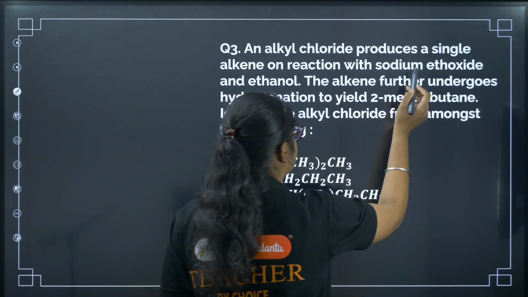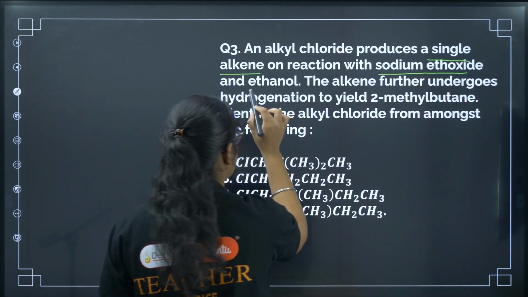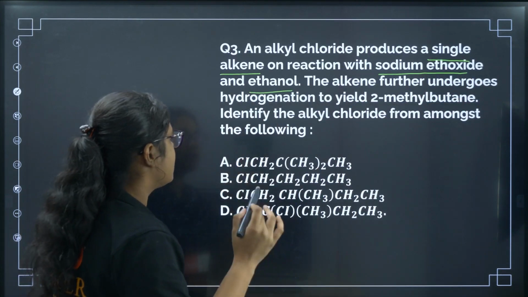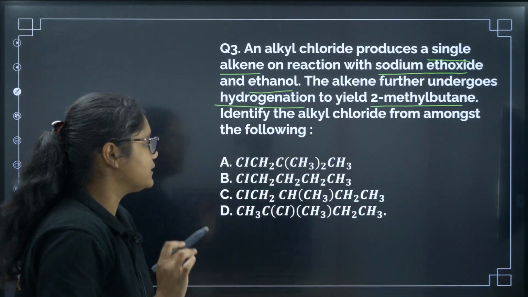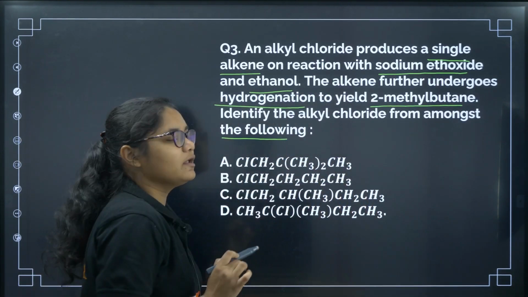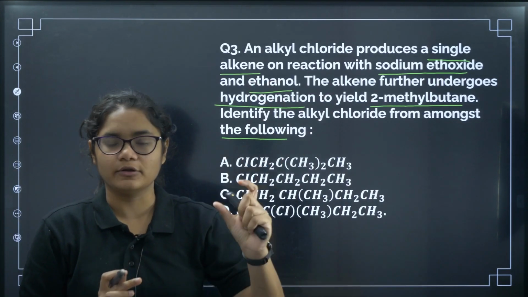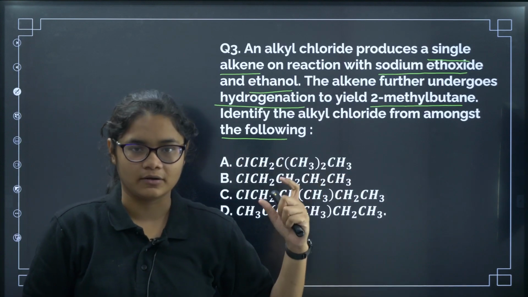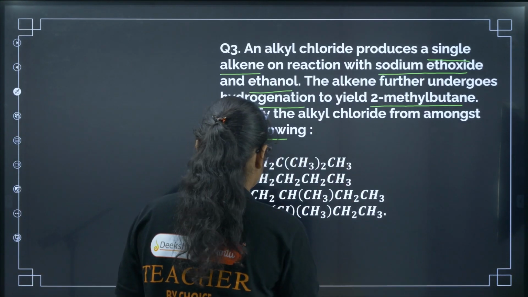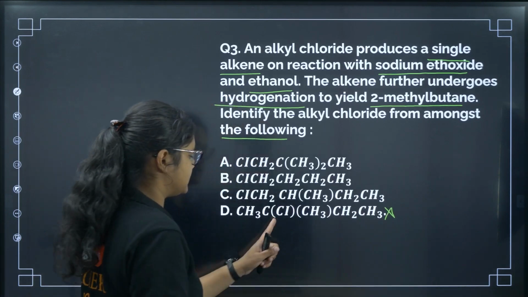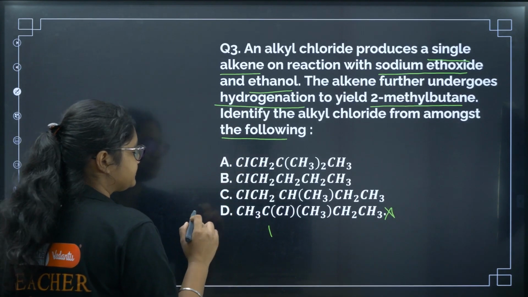An alkyl chloride produces a single alkene. This is very important. On reaction with sodium ethoxide and ethanol, the alkene further undergoes hydrogenation to yield 2-methyl butane. Identify the alkyl chloride from amongst the following. Now, whenever you get a single alkene as a product, you must identify that the halogen group will be in the terminal carbon. Okay, it should be at any end carbon. So from that you can see this option number D we can eliminate, because here the chlorine is present in between carbons. So now we will see the next one.